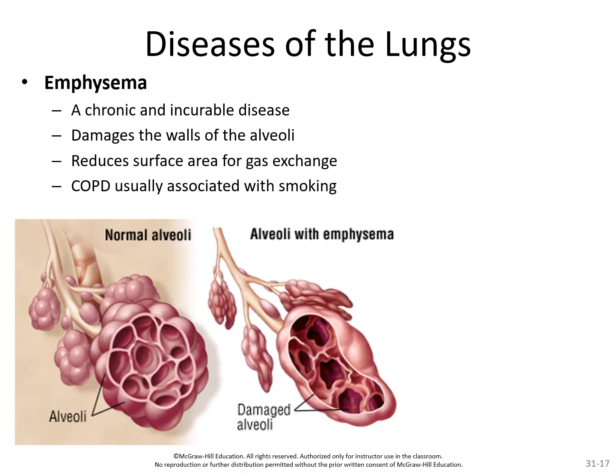Okay, this is a diagram of emphysema. This is incurable, it's chronic, and basically what's happened here is you've had damage to the walls of the alveoli. So if you look at the normal alveoli on the left and the alveoli on the right, you can tell that there is reduced surface area for gas exchange, and so you're not taking as much oxygen in as you would under normal circumstances. Emphysema can also be referred to as COPD, or chronic obstructive pulmonary disease, and this can be associated with smoking.